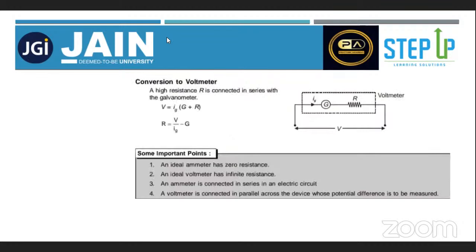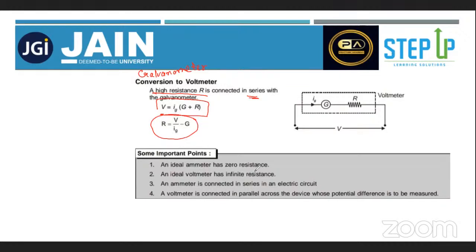Next, to convert the galvanometer into a voltmeter, we take a high resistance. In the case of an ammeter, we took a small resistance connected in parallel. Here, a high resistance R is connected in series. So the relation is V equals Ig times (G plus R), which gives R equals V by Ig minus G, where Ig is the current in the galvanometer and G is the resistance of the galvanometer.